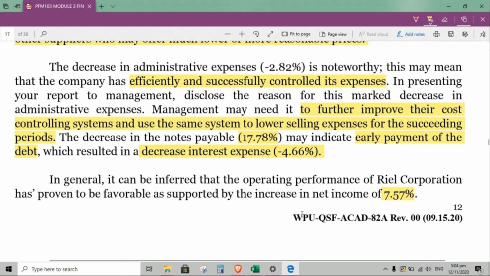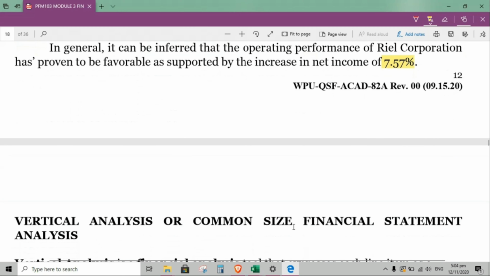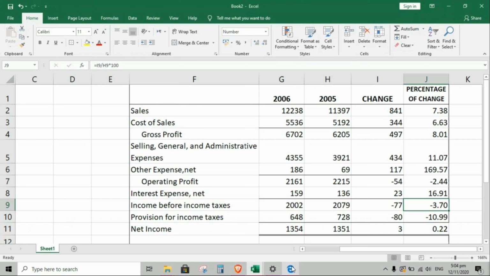So, next video na tayo for the part 3, which is the vertical analysis or the common size financial statement analysis.